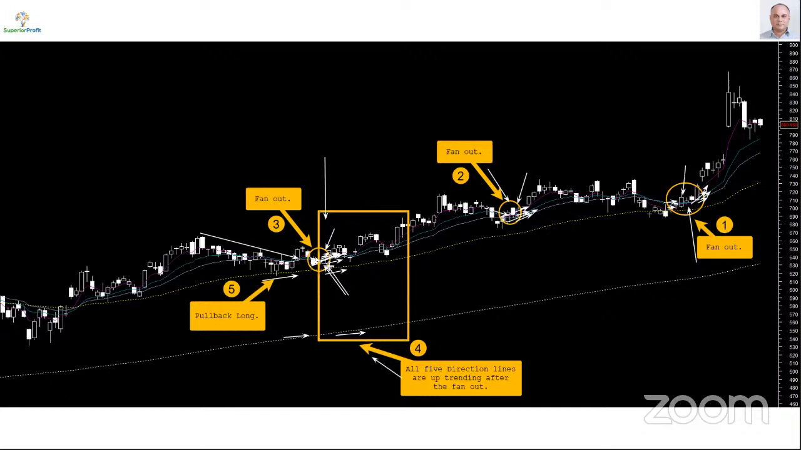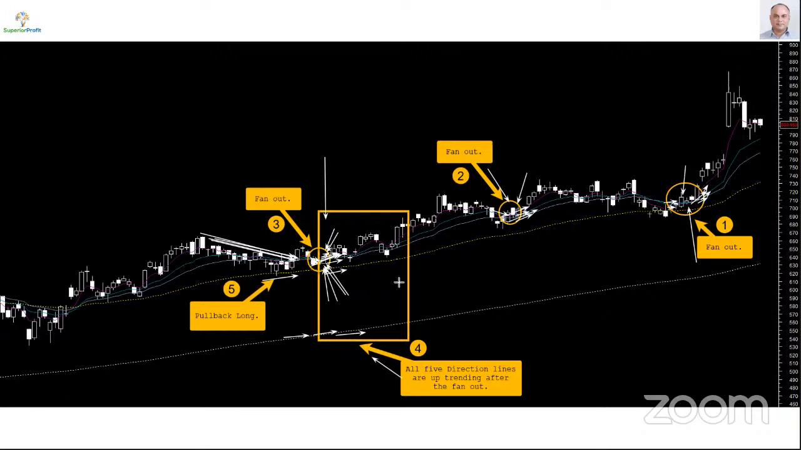Not only did we have a fan out after this pullback, this was the first time when everything was in an uptrend, and most likely we had a go with flow long trade setup here. We might have a breakout setup here. We could take the breakout trade probably, but if we didn't take the breakout trade, we could take the next go with flow trade that would have come here. That was supported by fan out, plus the fact that all the 5 direction lines started to become uptrending at the same time after this pullback.